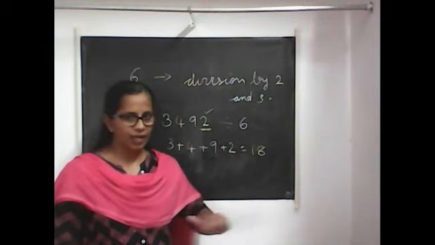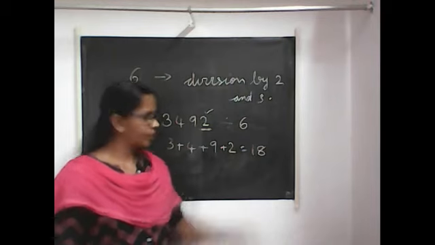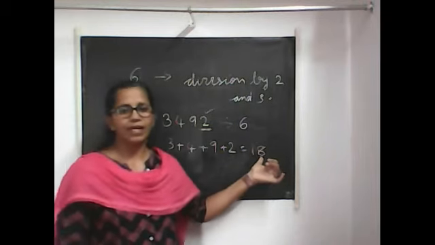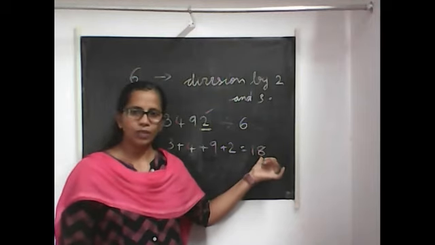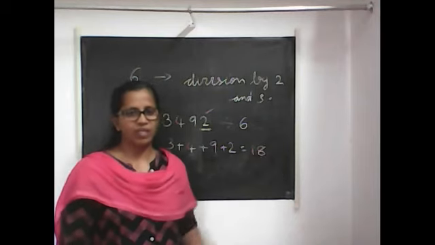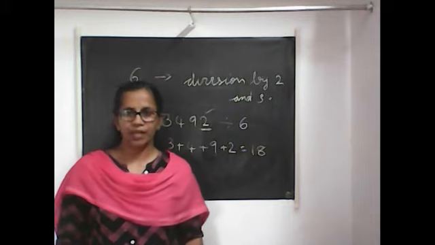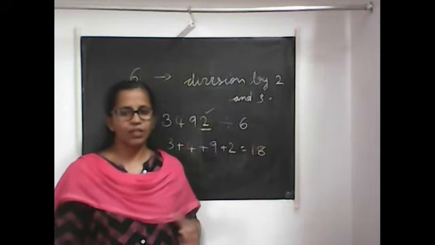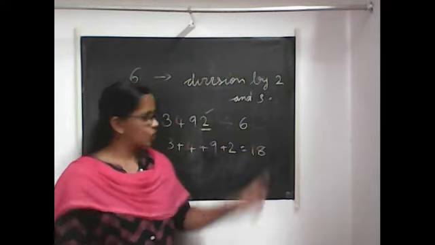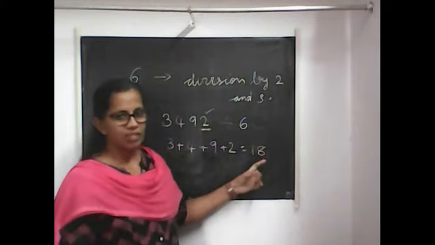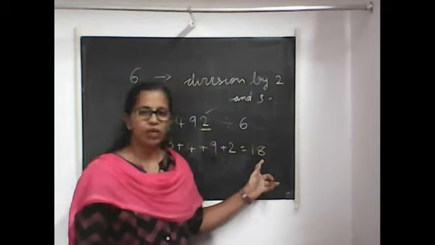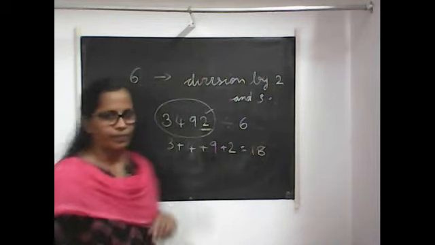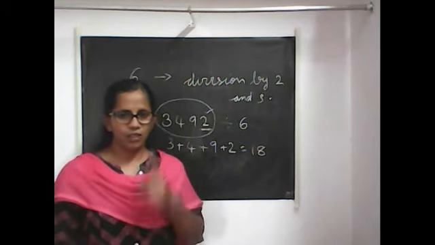So first you have added the digits and you got a sum. Then look into the sum. Is the sum a product, or is it exactly divisible by 3? It is there in 3's table. 3 into 6 is 18. Yes, 3 into 6 is 18. So since 18 is divisible by 3, the given number also will be divisible by 3. That is the second condition.